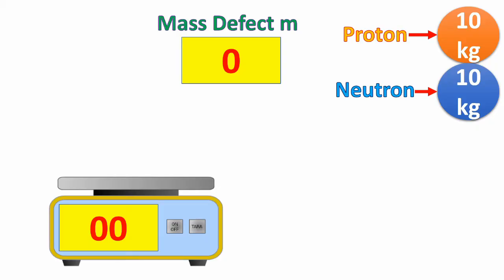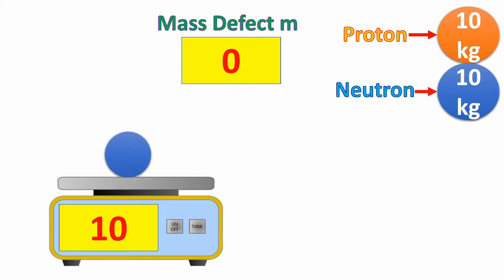For the purpose of understanding, let's assume that the mass of a proton is 10 kg and the mass of a neutron is also 10 kg. Now this is much higher than the actual value of each, but we are only doing a demonstration here, so bear with me please. So if you take a 10 kg neutron and you place it on a scale, then how much will it weigh?